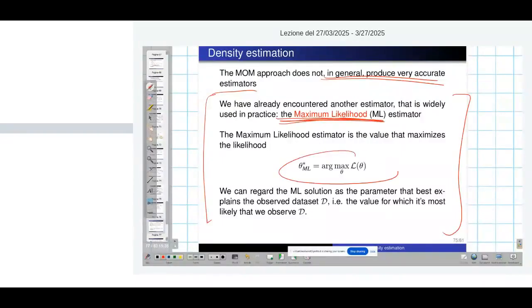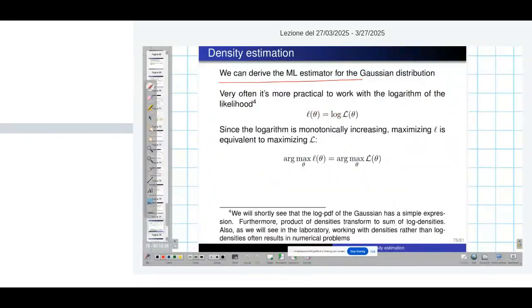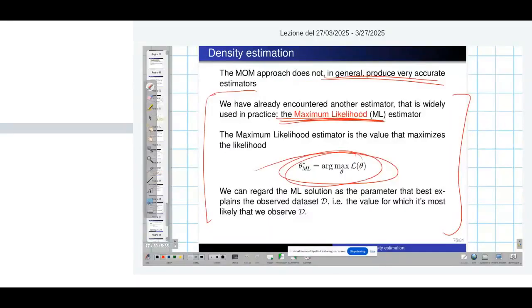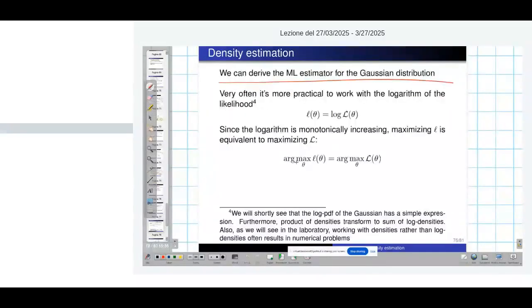The maximum likelihood estimator is the estimator that maximizes the likelihood function, which we have said is consistent. We can find it by optimizing the likelihood function. So again, we need to take our likelihood function and maximize it with respect to theta. As before, it's useful to work with the logarithm of the likelihood and maximize that.